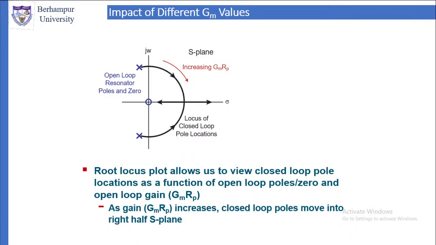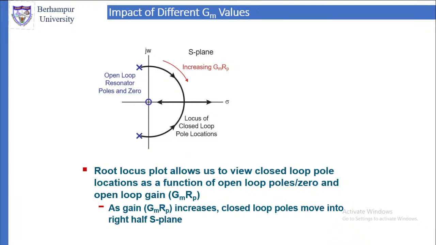Now let us consider the impact of Gm. If you consider different Gm values, Gm into Rp should be 1, as we discussed. Suppose it is not 1. If Gm is small, what will happen? If Gm is large, what will happen? And if Gm into Rp is equal to 1, what will happen? Let us consider these three conditions.